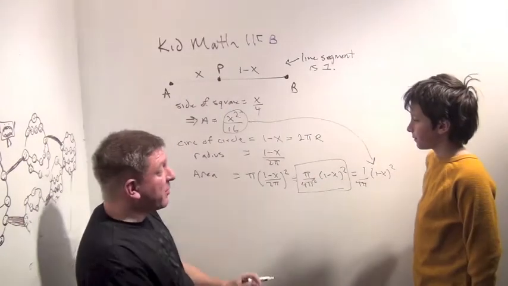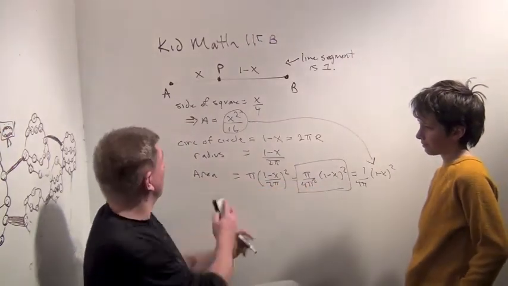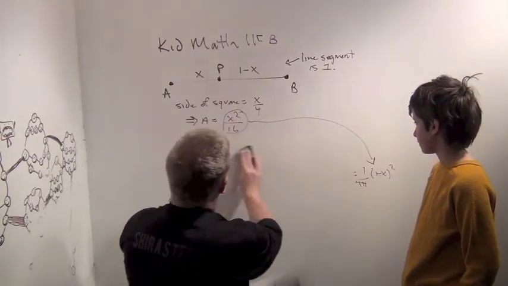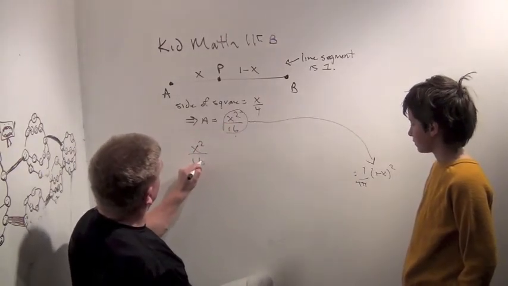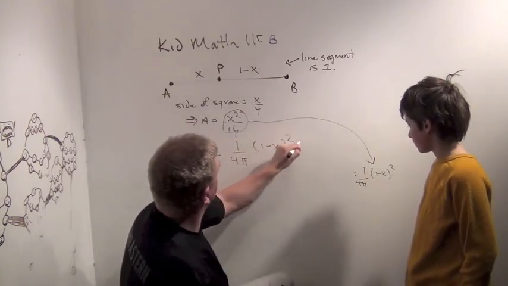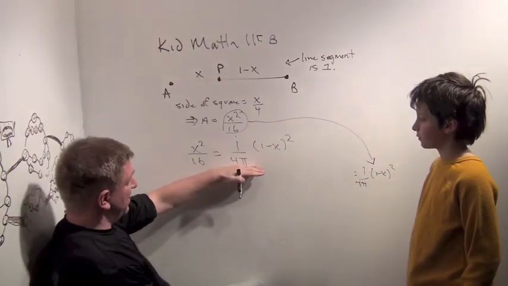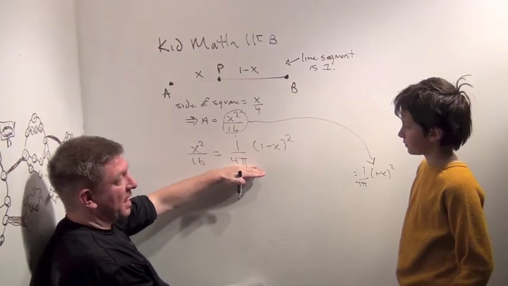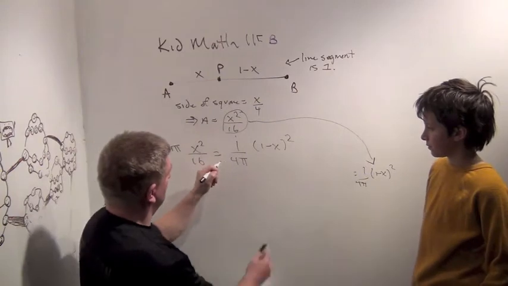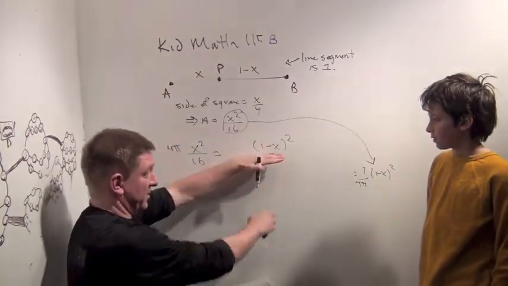Okay, so now I had the same problem you had. I got pi's floating around, and I'm not used to working with pi's. So I have x squared over 16 equals 1 over 4 pi times 1 minus x squared. Let me just get the pi's at least on top. Let me multiply everything by 4 pi. Okay, that cancels, right? So now this side looks nice and happy.